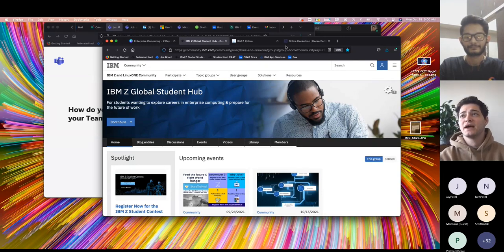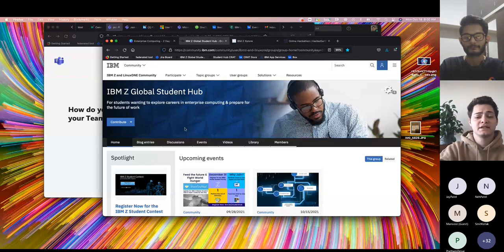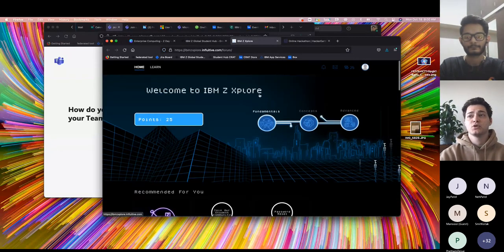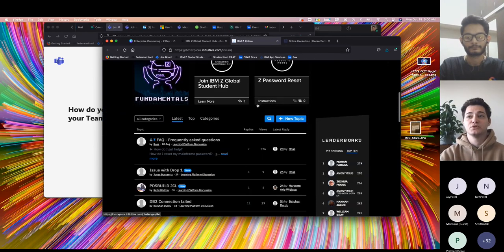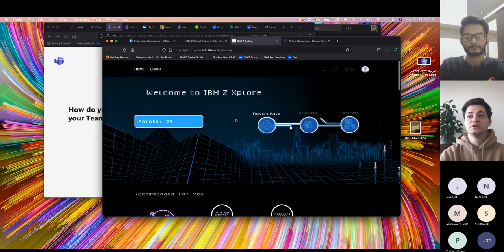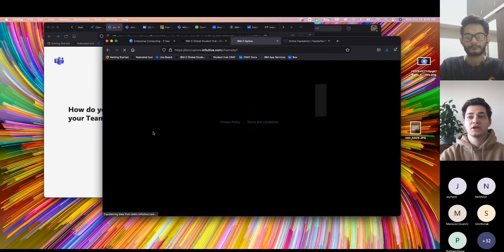So that's our Student Hub. In tandem to the Student Hub, we have this awesome platform called Z Explore. Z Explore is going to be your go-to place to learn these enterprise computing skills and get your hands on an IBM Z machine. We've all used IBM Z technology more in the background, but Z Explore gives you the opportunity to learn the hands-on skills.